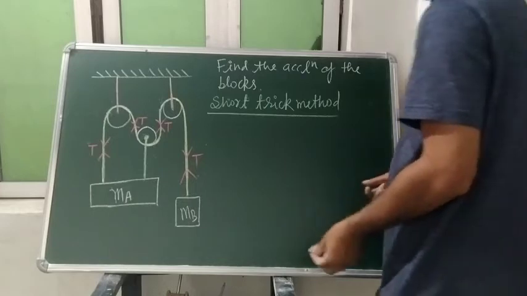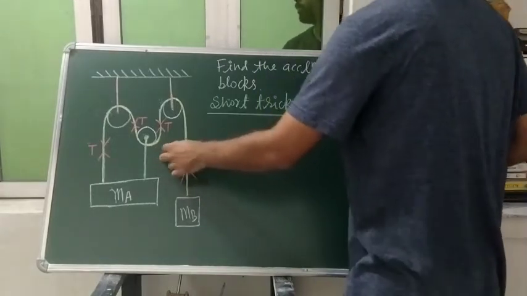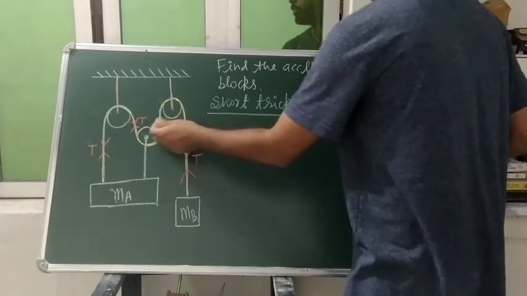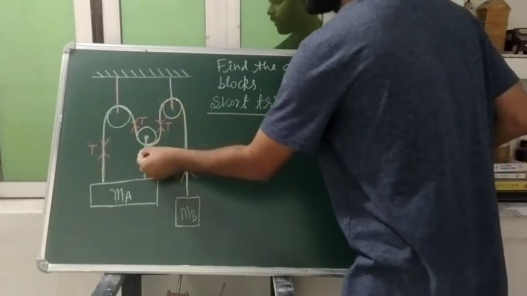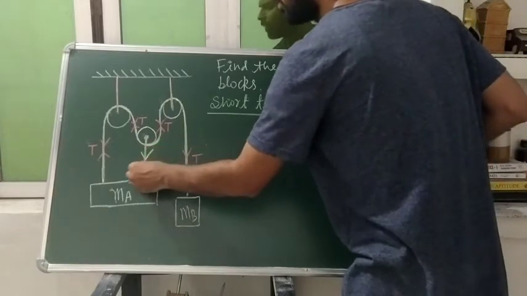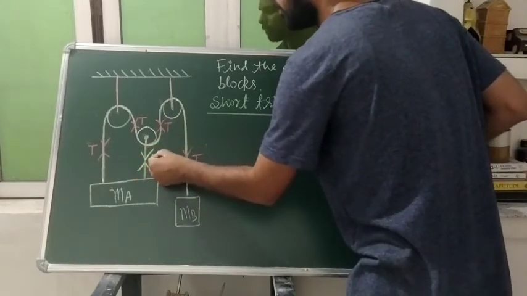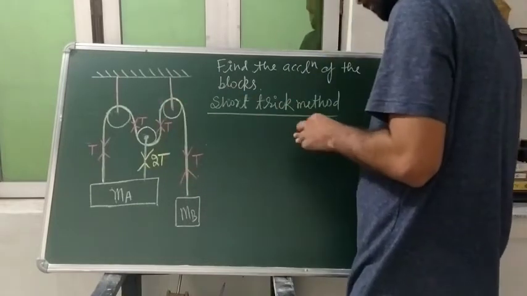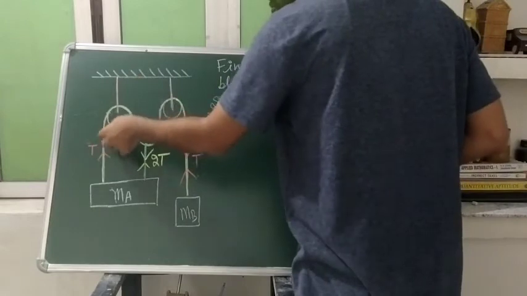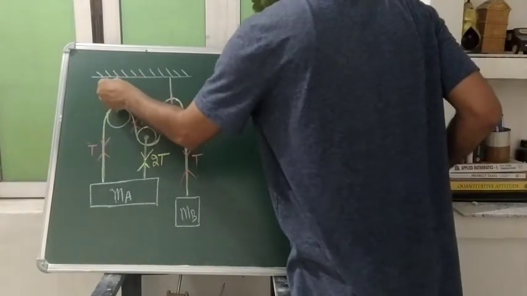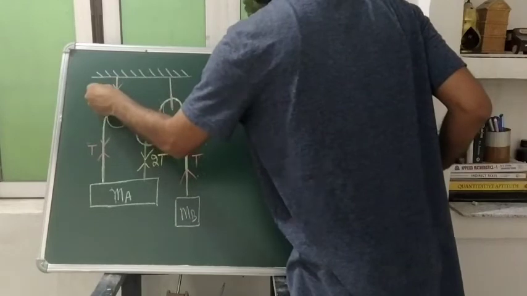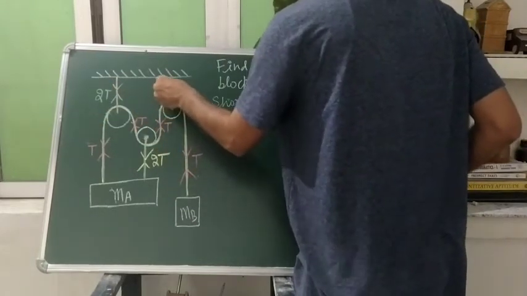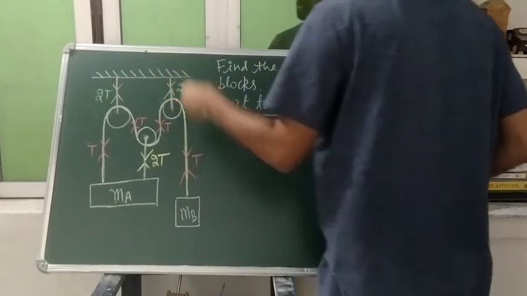And students, in this string, what tension will act? This T is acting here, T is acting here. So T plus T will become twice of T. So here the tension will act twice of T. And if you want to know what the tension is in this string, this is T, this is T, so it will become twice of T here as well. Here T is here, T is here. So twice of T will be the tension in this string as well. Okay?